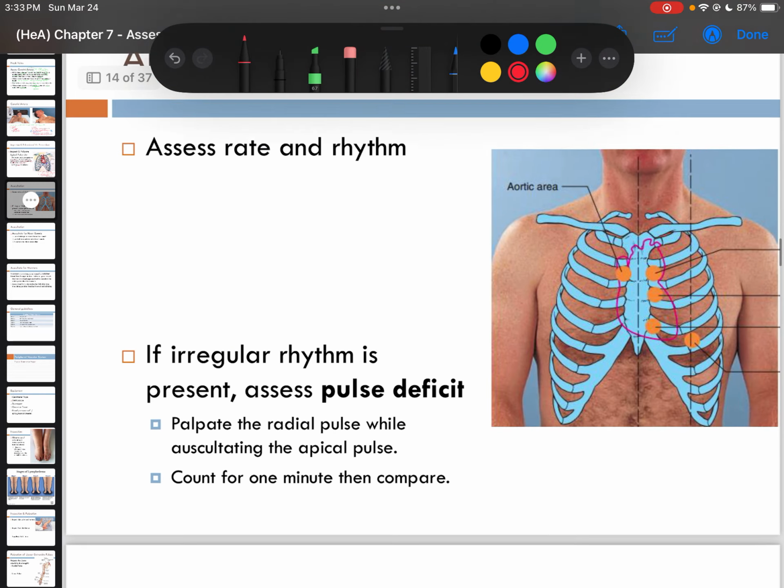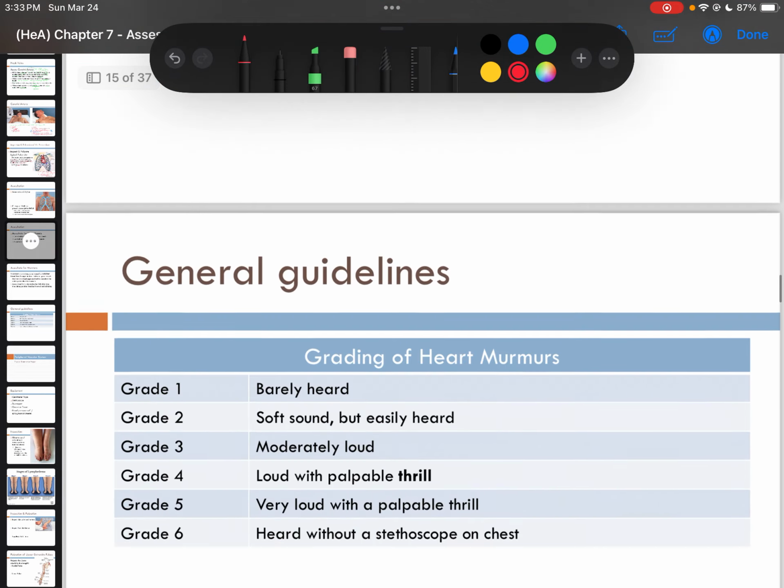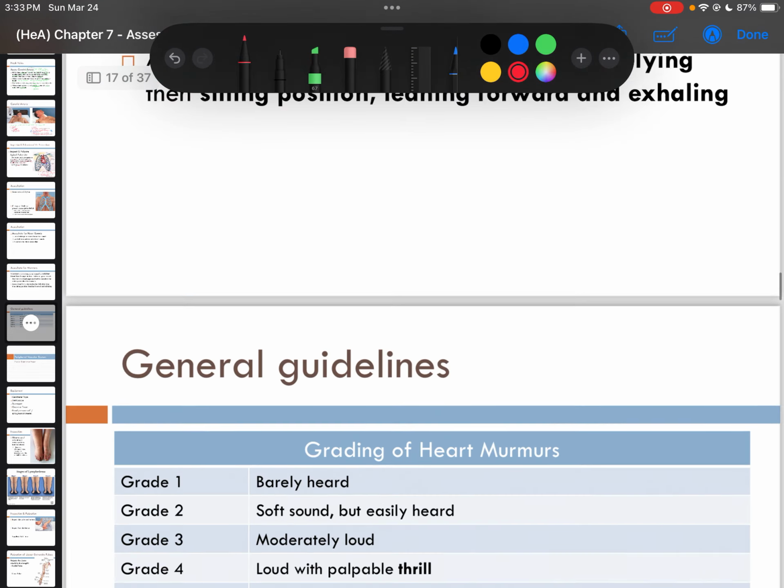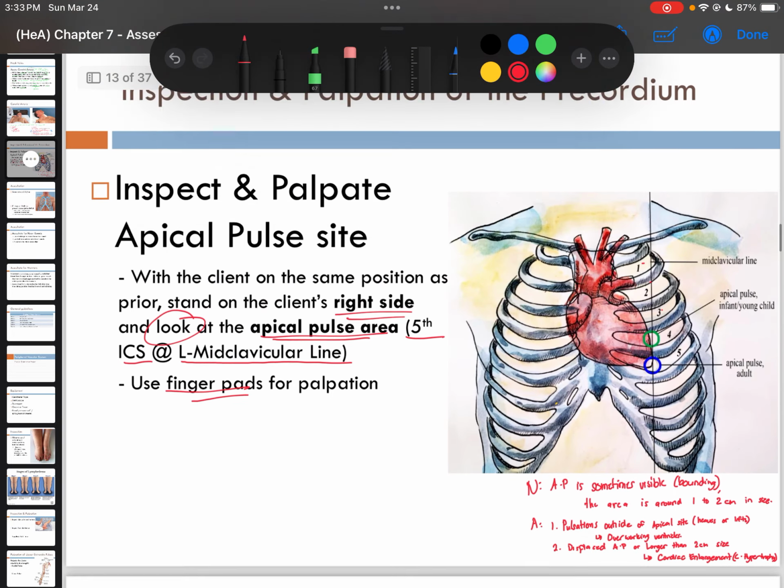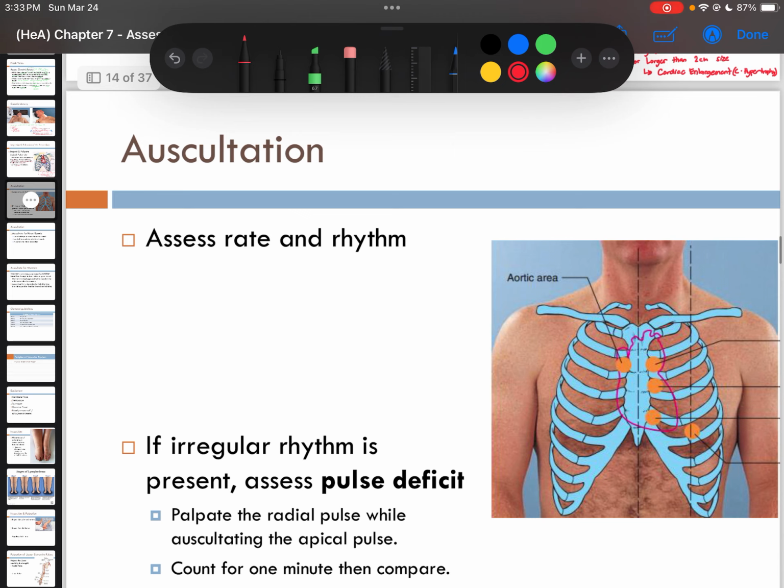Next is what we call auscultation. Okay, auscultation na tayo. Hold on. Kapit na. Wait.